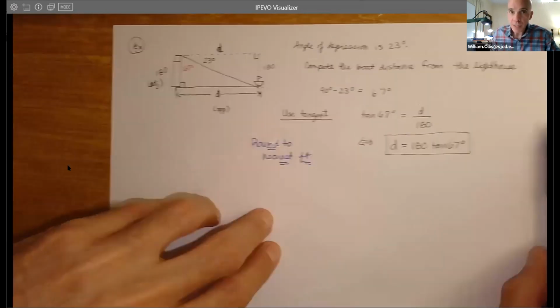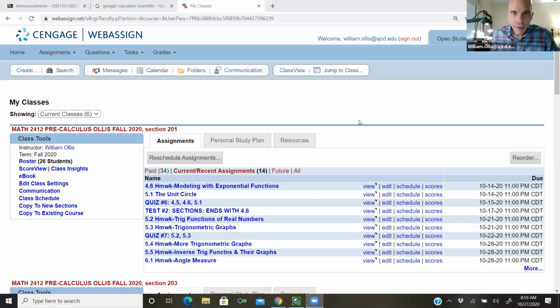So what we can do, let me share my Google calculator. Let me make sure that, not WebAssign, but that Zoom can see it. Get rid of all the extra windows that Zoom opens up for me. So let's see here. Okay, you can see it. Let me get rid of that. Now it sees it, good.